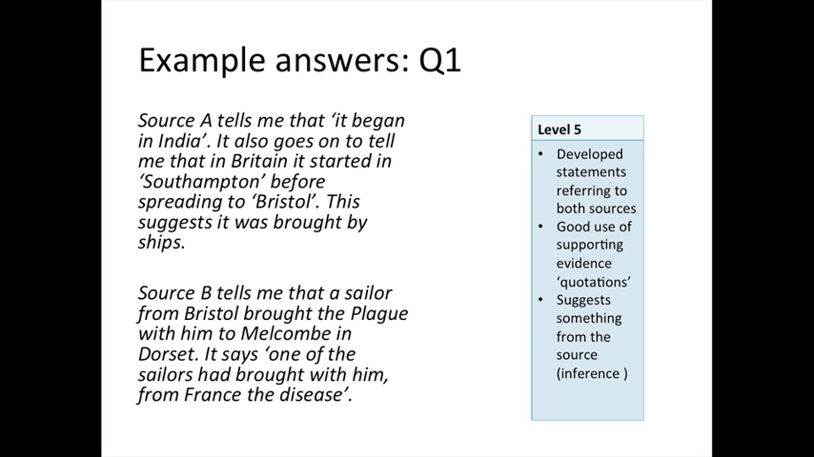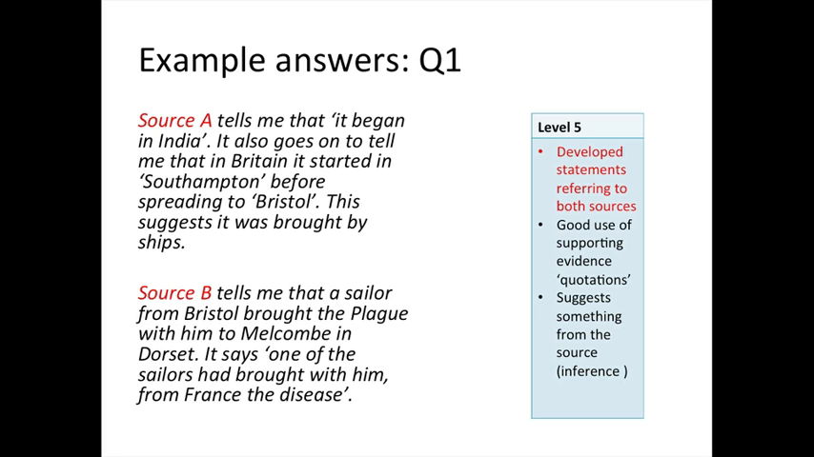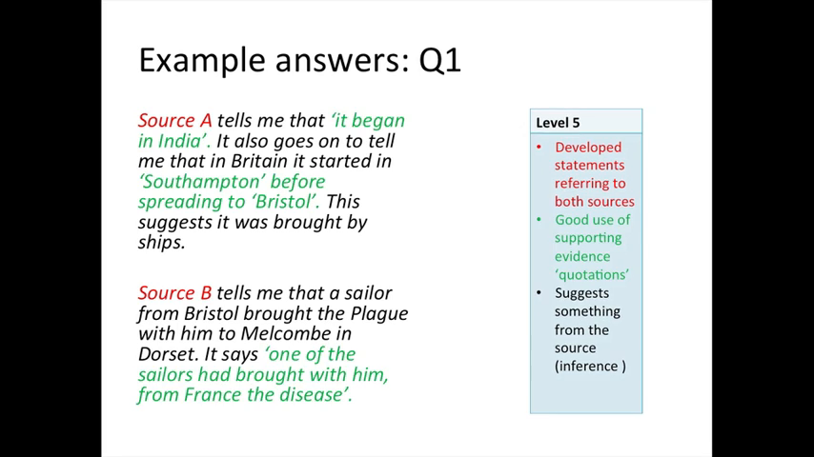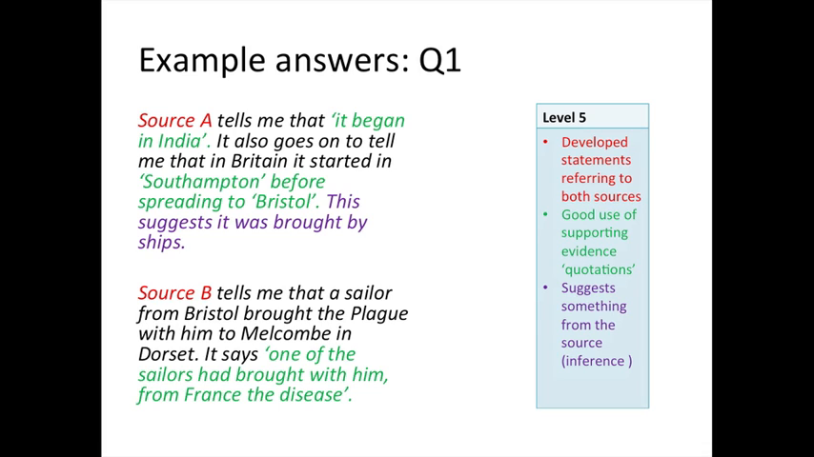In this answer, we can see that there are developed statements referring to both sources, source A and source B. There's also good use of supporting evidence, quotations. For example, it began in India, and one of the sailors had brought with him from France the disease. Quotations are used for both sources. Finally, we can see in this answer for a level 5 that it is suggesting something from the source. This suggests it was brought by the ships. We are adding our own knowledge to the source and thinking about what it can tell us.